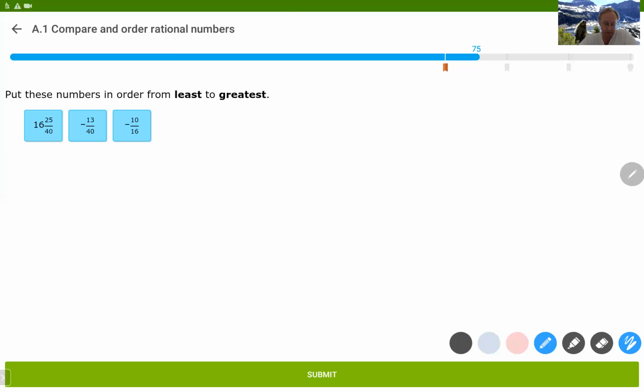All right, put these numbers in order from least to greatest. So again, the negative 13 over 40 isn't very nice. I'm going to go ahead and change the negative 10 over 16. And if I multiply this, oh, you know what? I'm going to reduce it. I'm going to reduce it to negative 5 over 8. And I know that that happens to be negative 0.625.